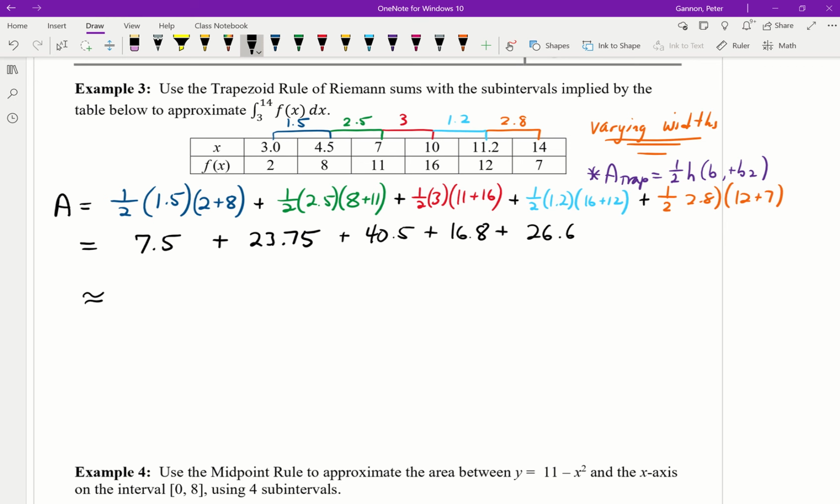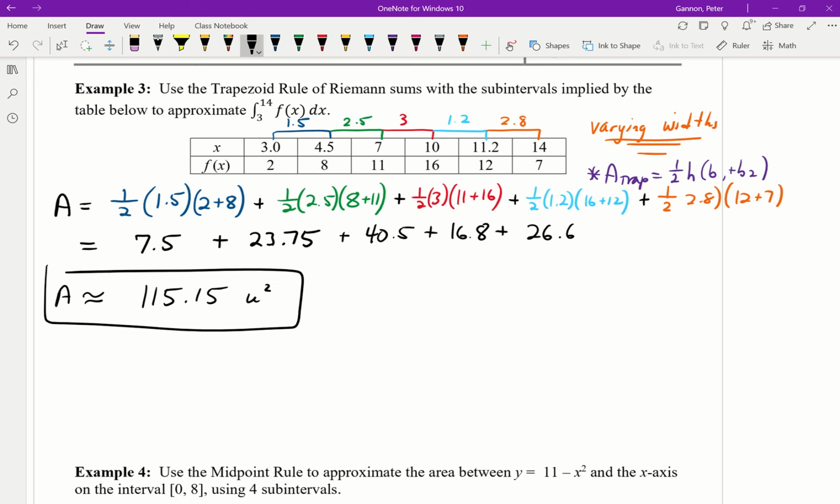And you get an area of approximately 115.15 units squared, because it doesn't tell us what units we're using. All right, and again, guys, the integral, when we evaluate that definite integral, it's telling us the area under the curve. So the area between the curve and the x-axis. And that's what we get here.